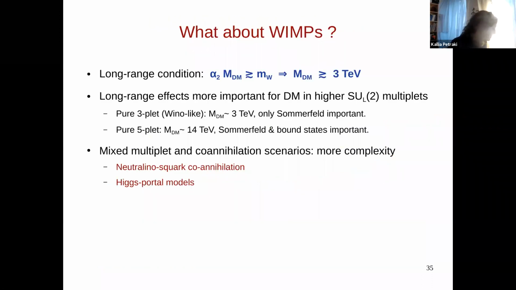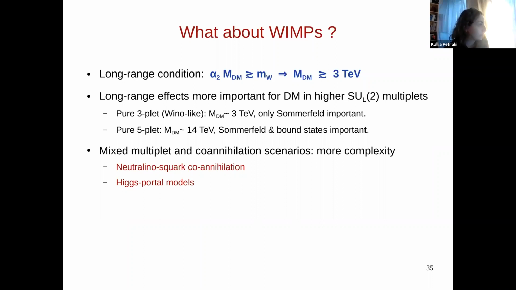So let me now discuss more complicated scenarios. Let us return to the famous WIMPs. What happens with WIMPs? Well, the long-range effects will appear when the SU(2) coupling times the dark matter mass is of the order of or exceeds the mass of the weak mediators, and we can easily estimate that this happens at around 3 TeV.